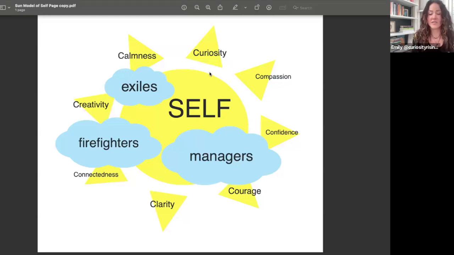Now, getting to know these parts is where a lot of the healing can come from. Then the parts that are carrying certain wounds or burdens, we can unburden those parts. And that's really where that healing comes from. That's when more of that Self sun can shine through.